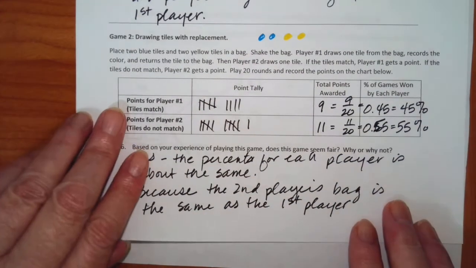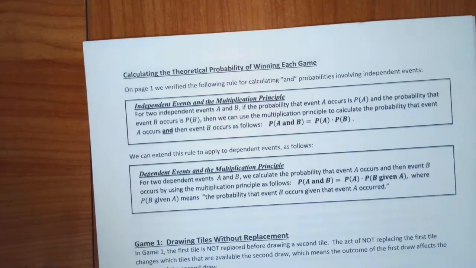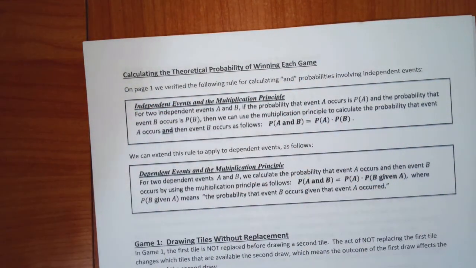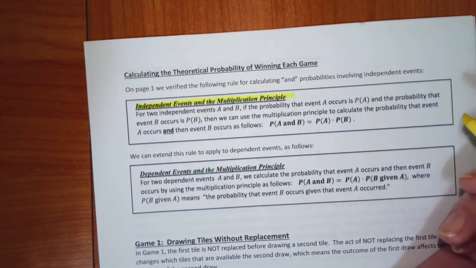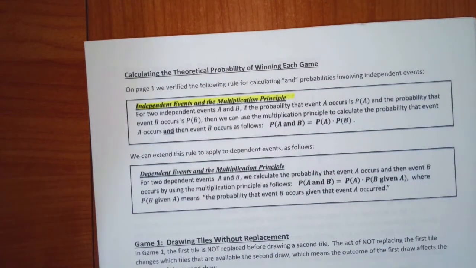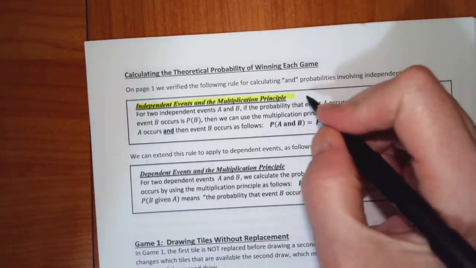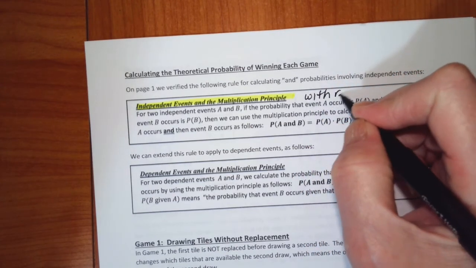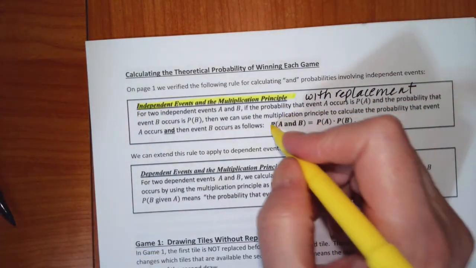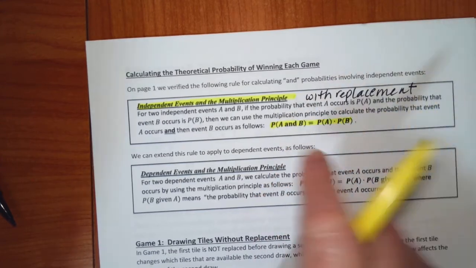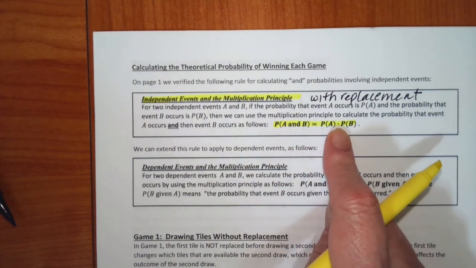So let's talk about the general theories that you need to know for this. If we have independent events and the multiplication principle, if they are independent, and this would be with replacement, the formula is just the multiplication principle: the probability of A and B is the probability of A times the probability of B.